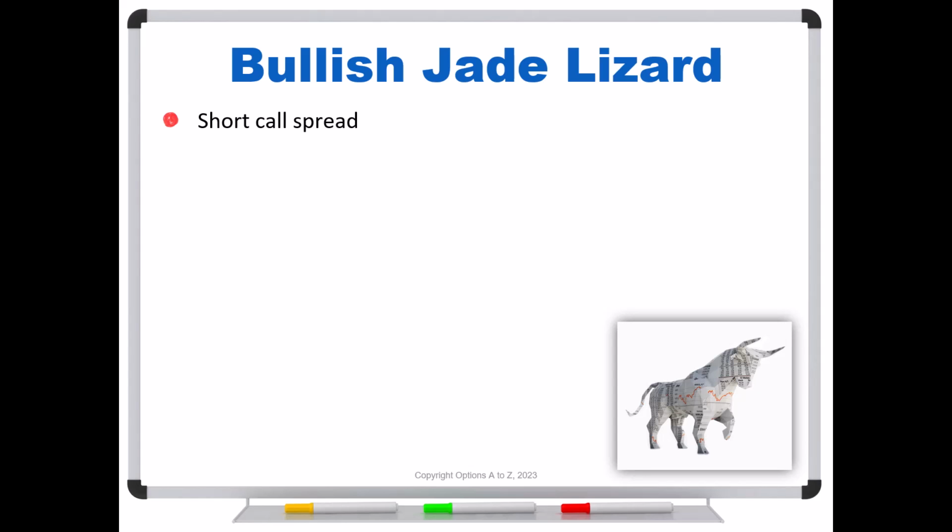So that seems kind of weird. Why would we be short a call spread if we are bullish? Well, you'll find out here in a moment. Because there's another part to the strategy, you are going to short a put at the lowest strike. Remember that the call spread will have two strikes, one long and one short, and whichever those two are, you're going to sell a put underneath it.